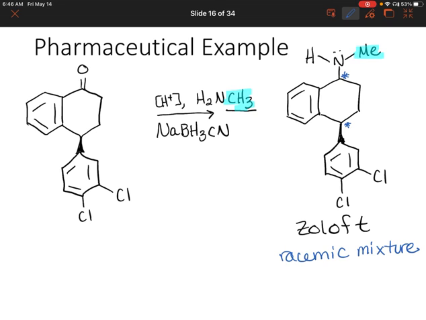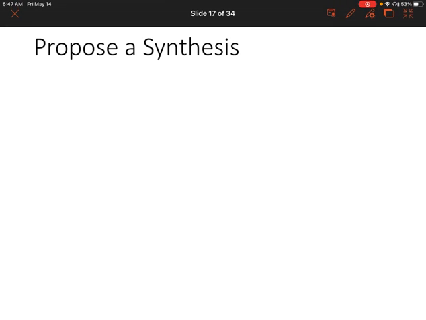Okay, so let's also practice a synthesis problem, but we're going to kind of work backwards. So let's say that we're given an amine and we have to figure out what we started with. So I'm going to give you the following. And I would like you to figure out what did we start with.